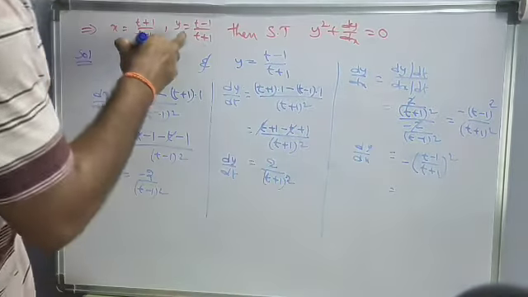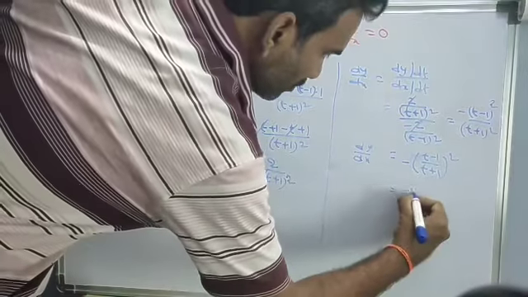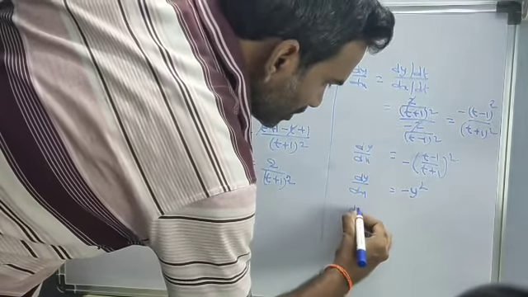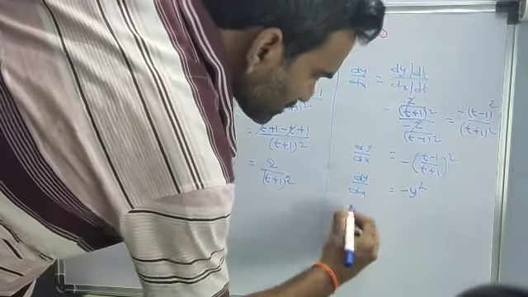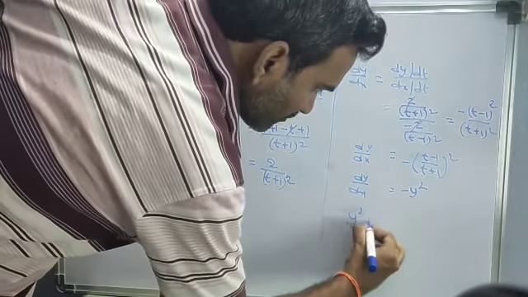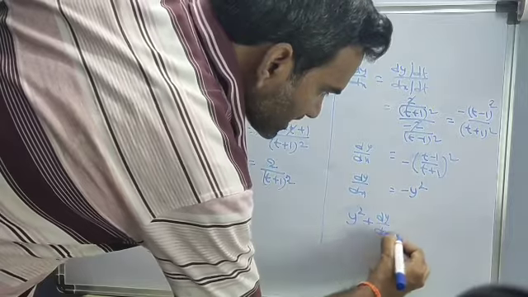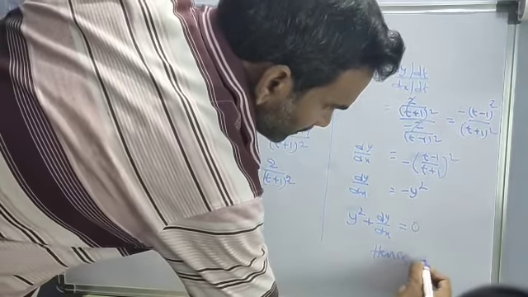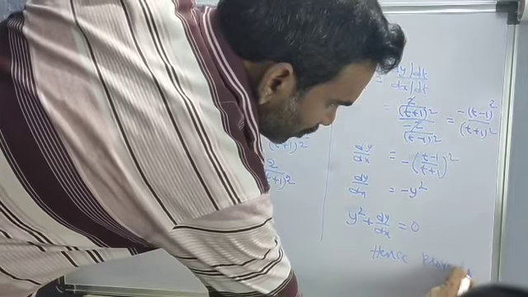So (t minus 1) by (t plus 1) is y. So dy by dx value is minus y². Just take this minus y² to this side. So y² plus dy by dx equals 0. Hence proved. Like that we can do the problems.